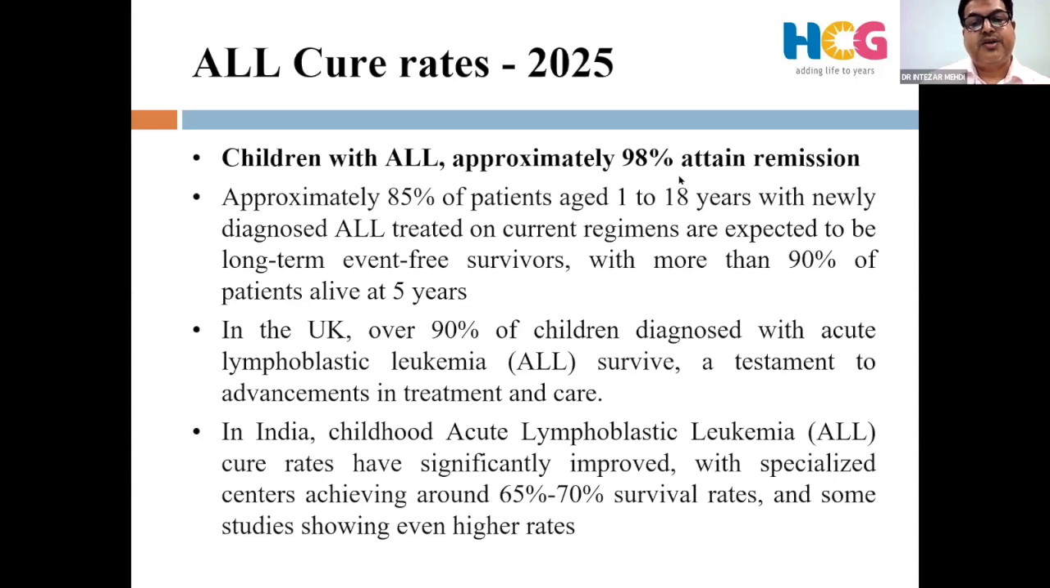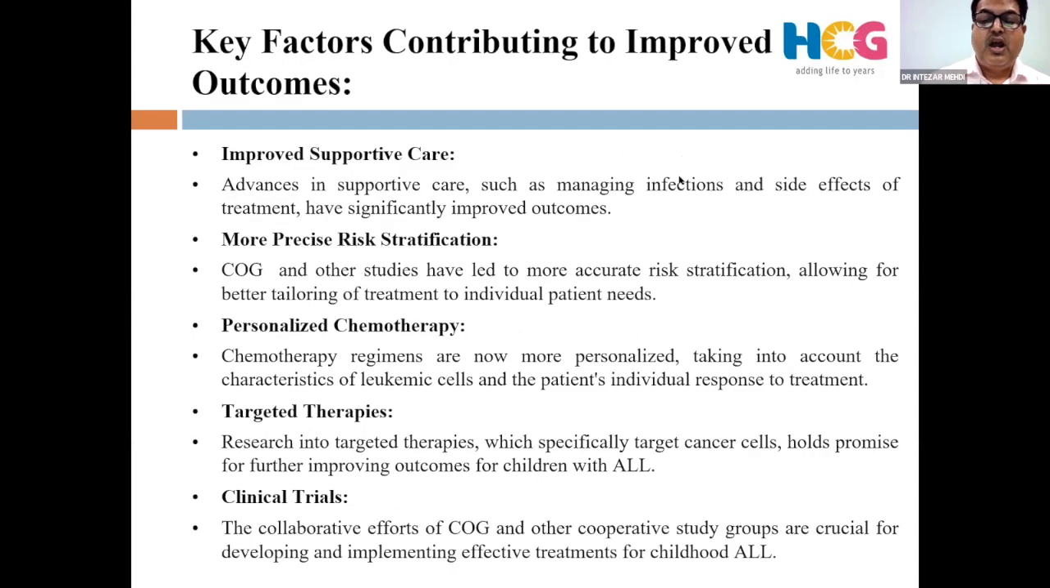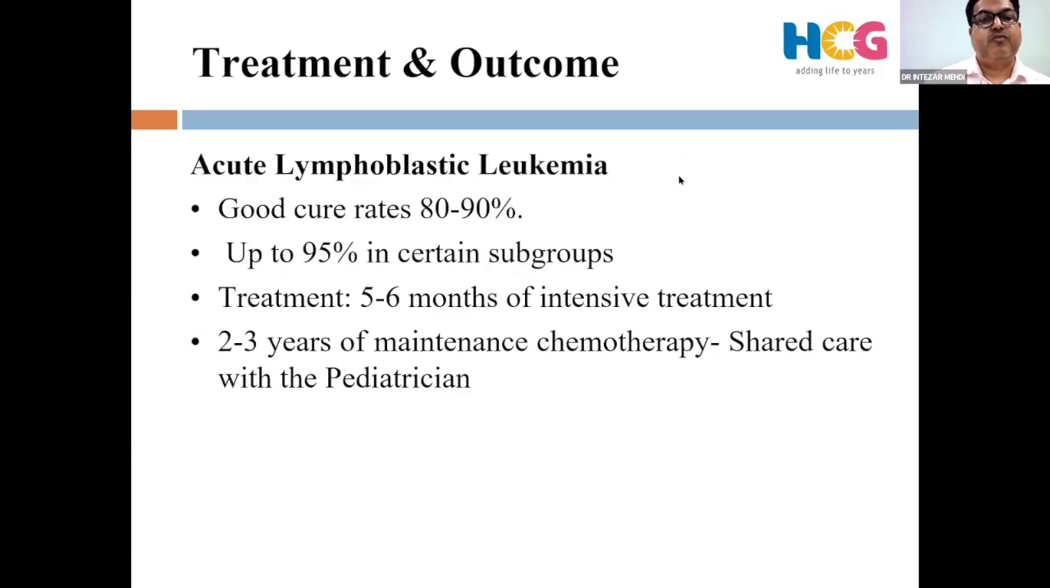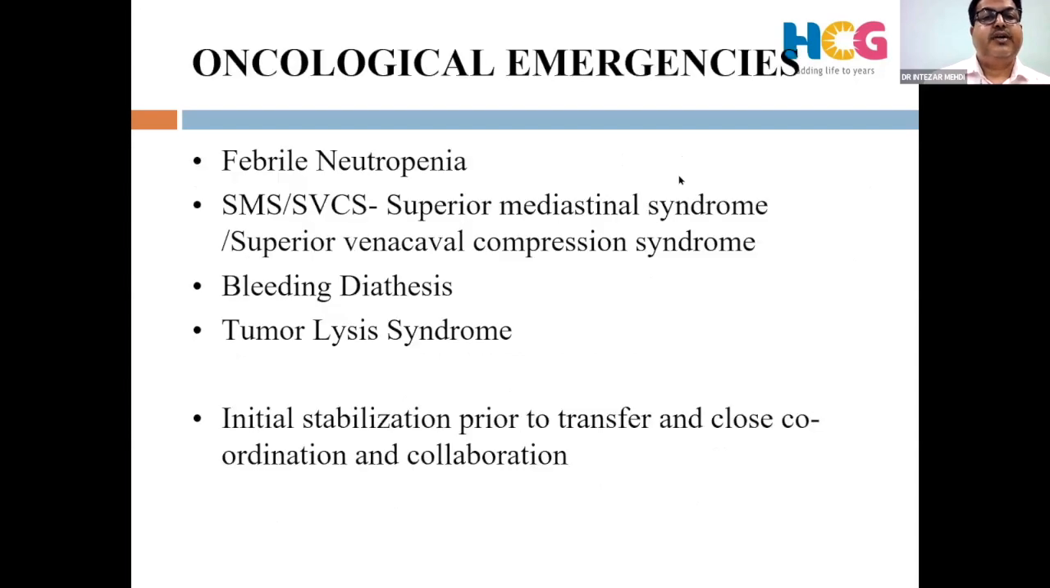Overall, as a country, we are moving in the right direction and we have long-term cure rates in the range of about 65 to 70%, with some studies showing higher cure rates. And this has been possible because of improved supportive care, more precise risk stratification, personalized chemotherapy, and a bit of targeted therapy and collaborative efforts. So, in summary, we are able to cure about 80 to 90% of children with ALL with treatment, and up to 95% in certain subgroups.